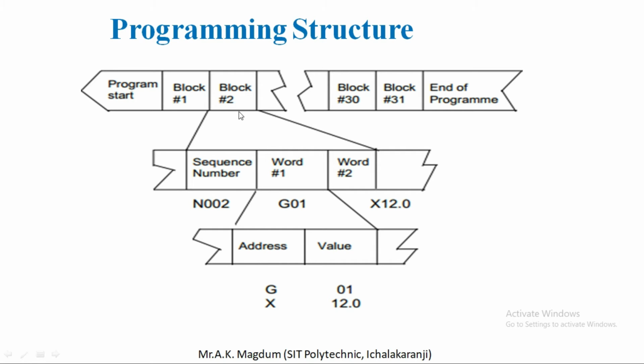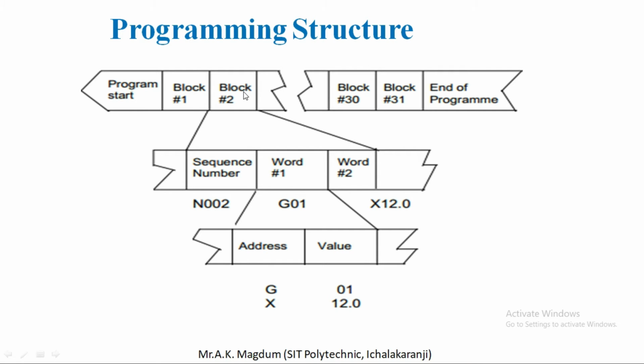Next, what are the contents of a block? There is the sequence number, for example N002 is the sequence number. Then words, for example G01 is word 1 and X12.0 is word 2. Word 1, word 2 are the different addresses and different values. G01 is the linear interpolation. X12.0 means linear movement in the X direction. In this way, addresses and values are given under the word.